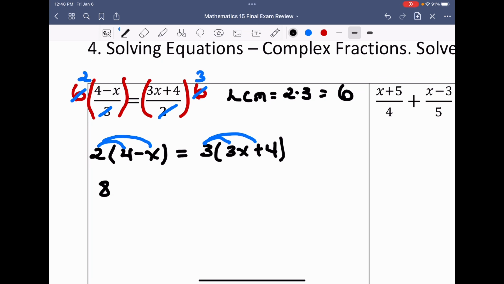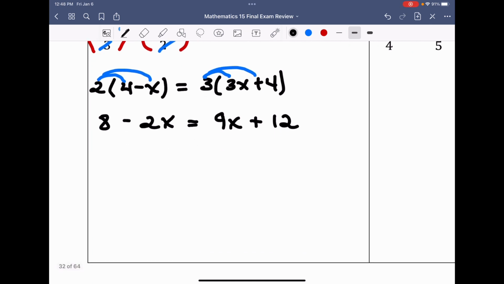2 times 4 is 8, minus 2 times a negative x is negative 2x, is equal to 3 times 3x is 9x, 3 times 4 is plus 12. Now, we've seen this equation lots in the last examples. What we have to do is isolate for x. I'm going to add the 2x across just to keep the x's positive.